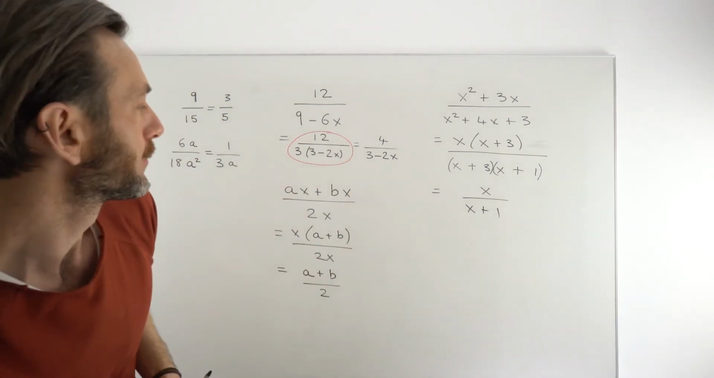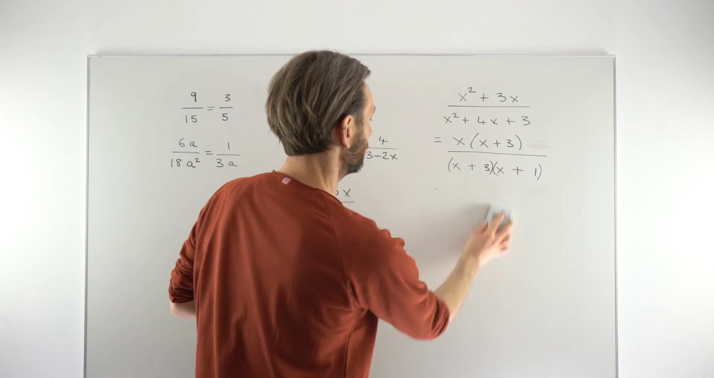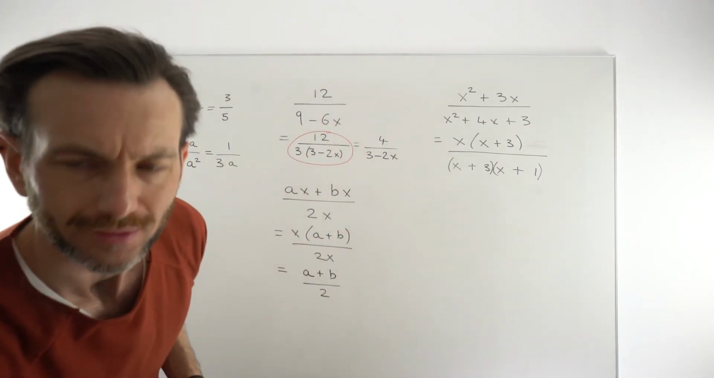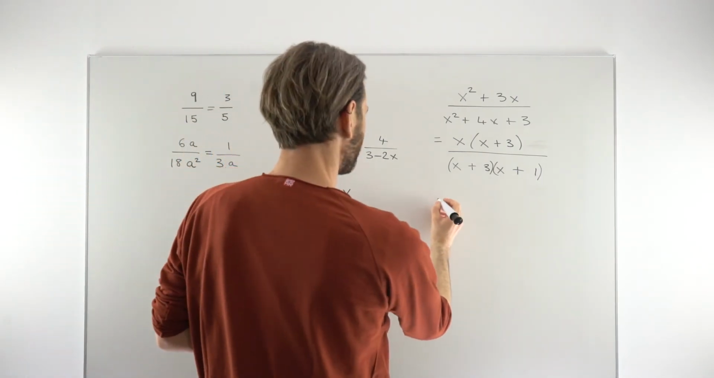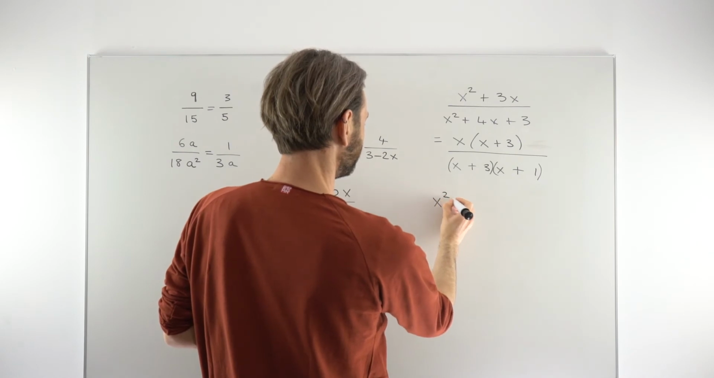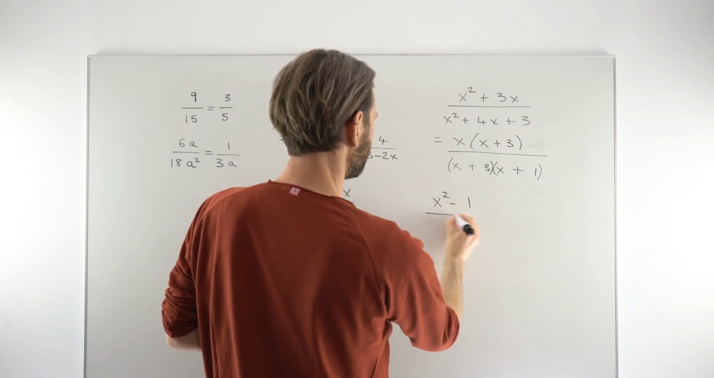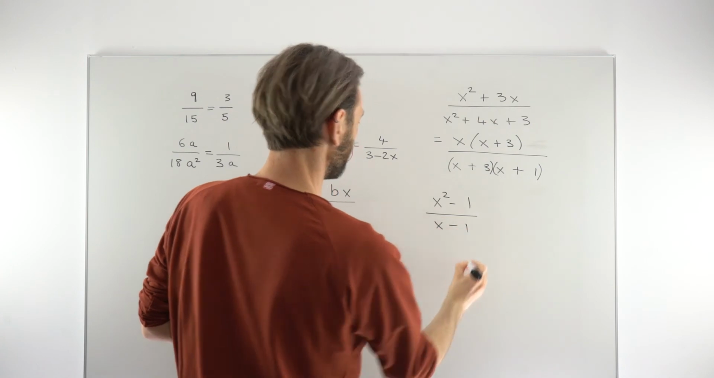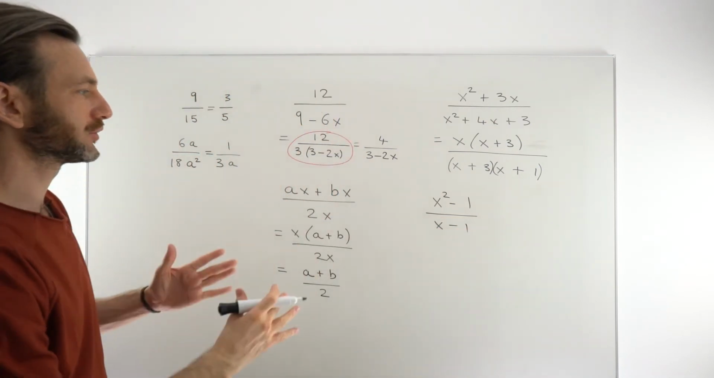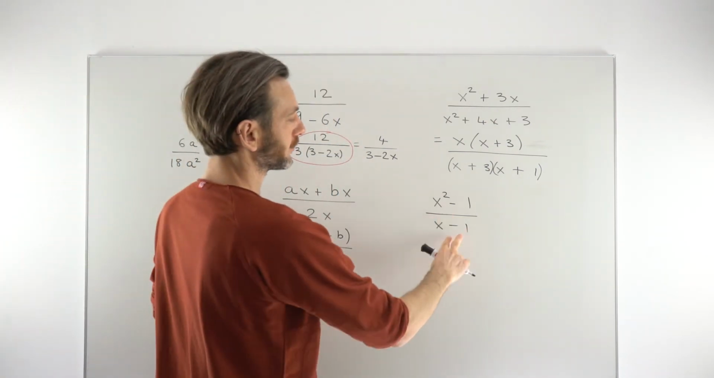Okay, right, so let me just fire up that example that I had a moment ago. If I can remember it, I think it was x squared minus 1 over x minus 1. I think it was that, let's go with that. So similar scenario, but just a different type of factorising required.